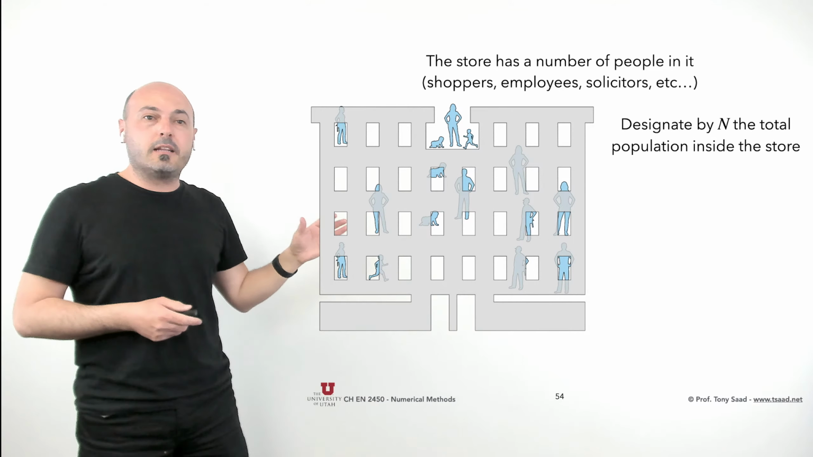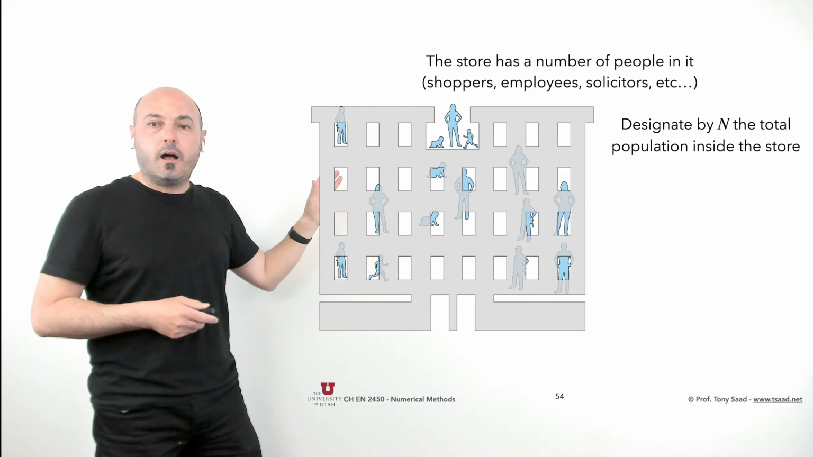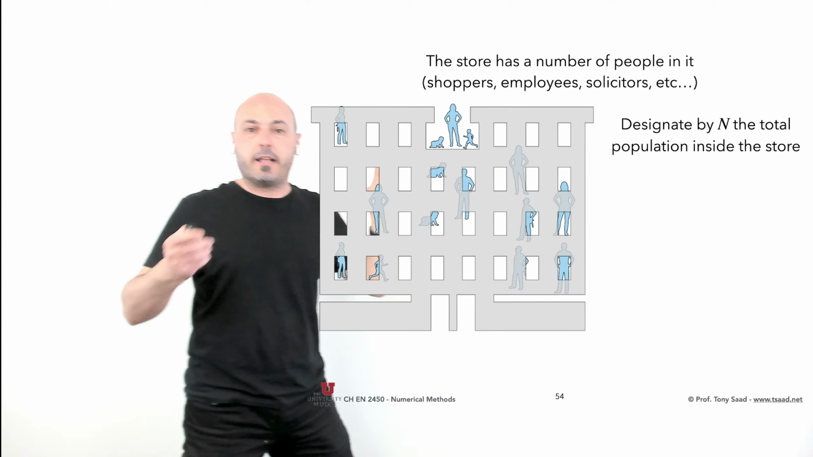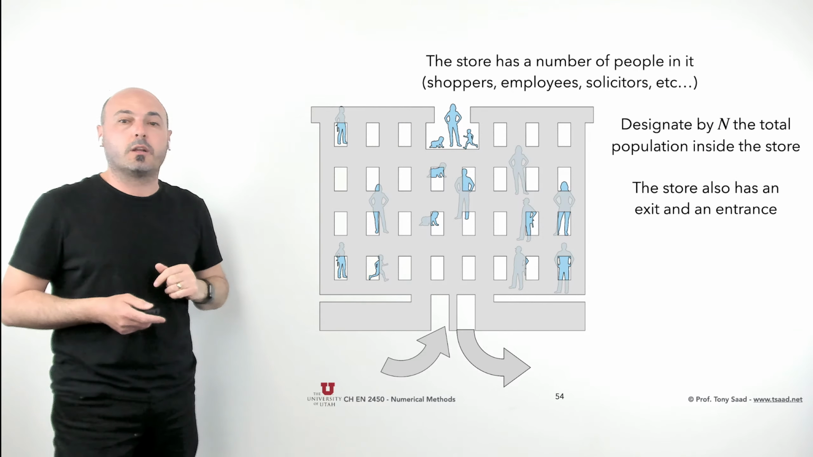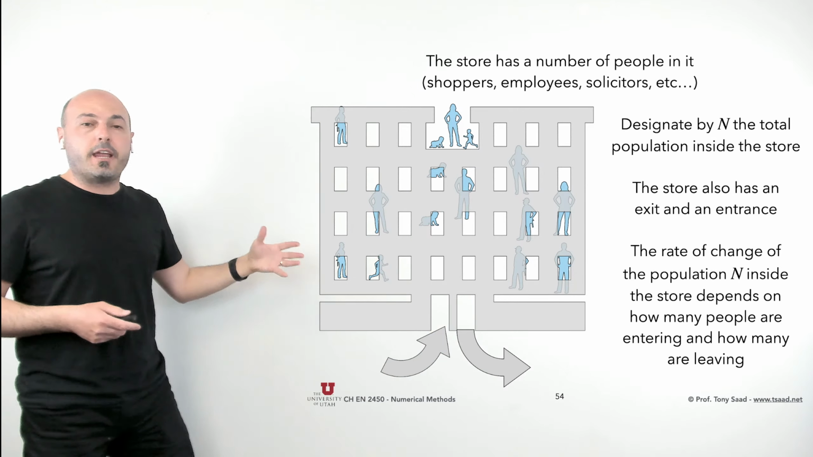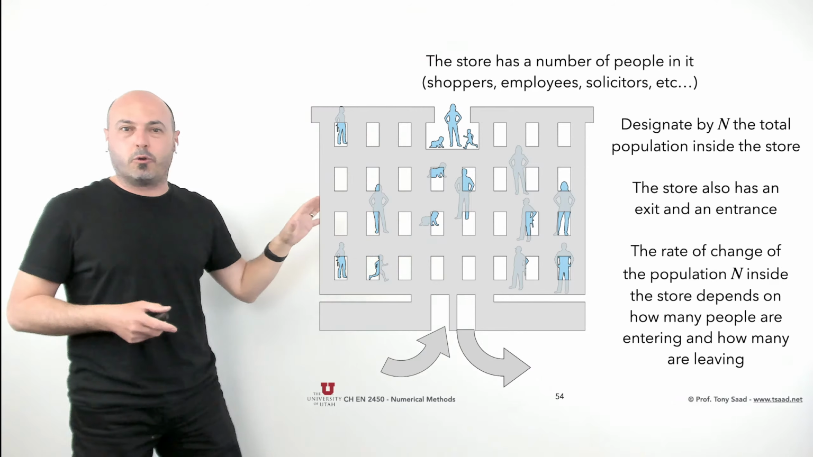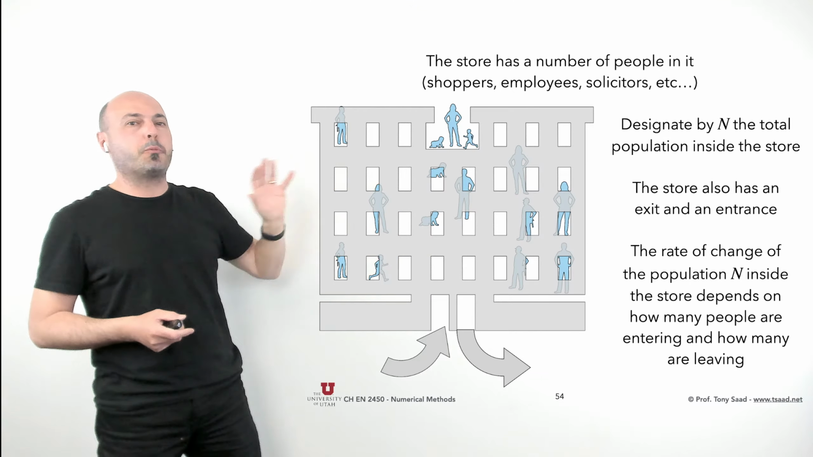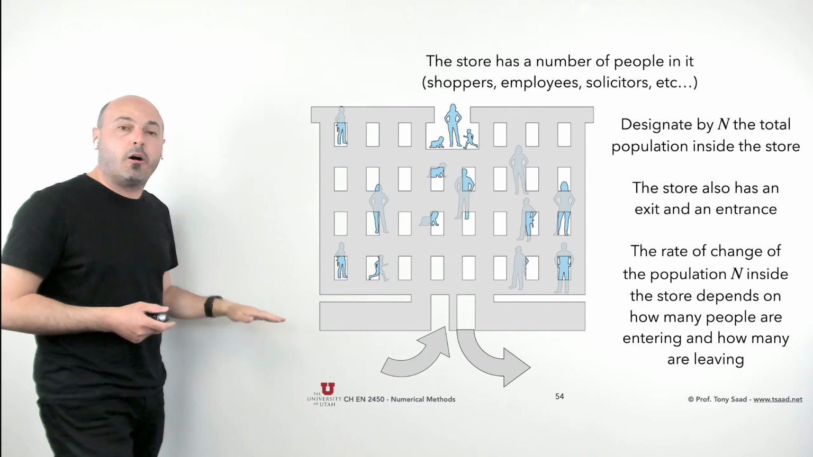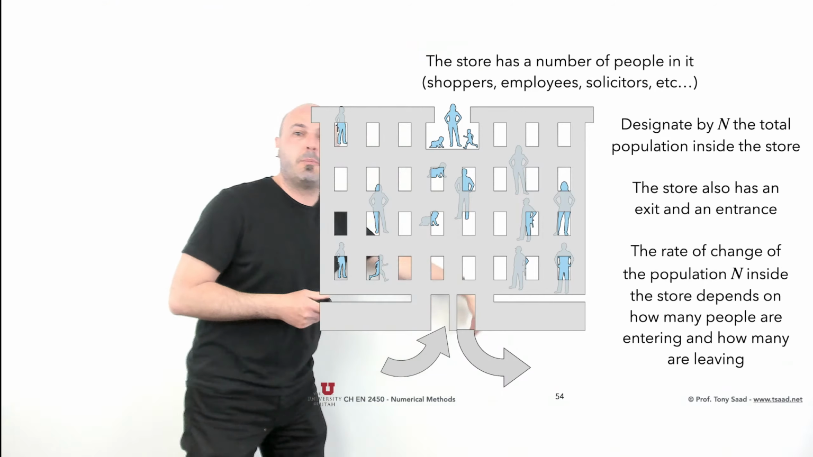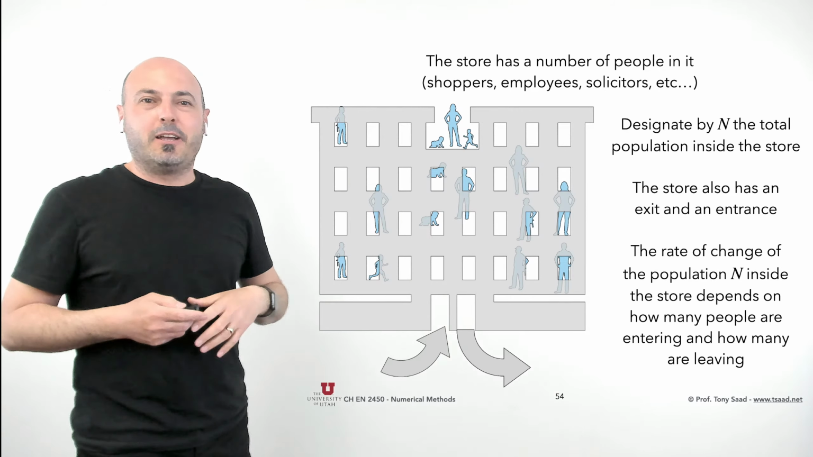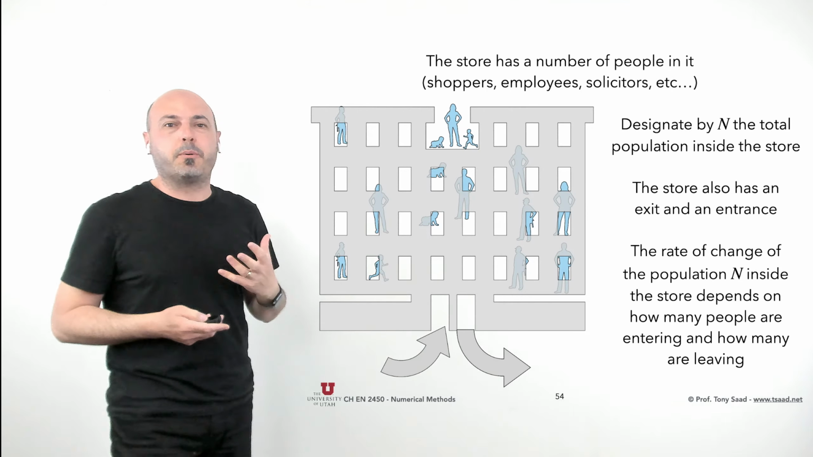Now let's designate this population of people in the store by the letter N. Call that the total number of people in the department store. Now the store has an entrance and an exit, and the rate of change of the population inside the store, so now our store is our compartment and there's a population in it, depends on how many people are entering the store and how many people are leaving the store. Makes sense, right? There's nothing too fancy about this statement. It's just full common sense.